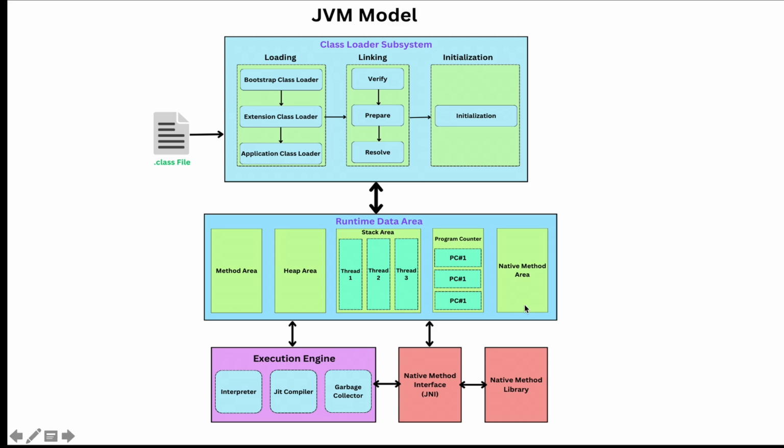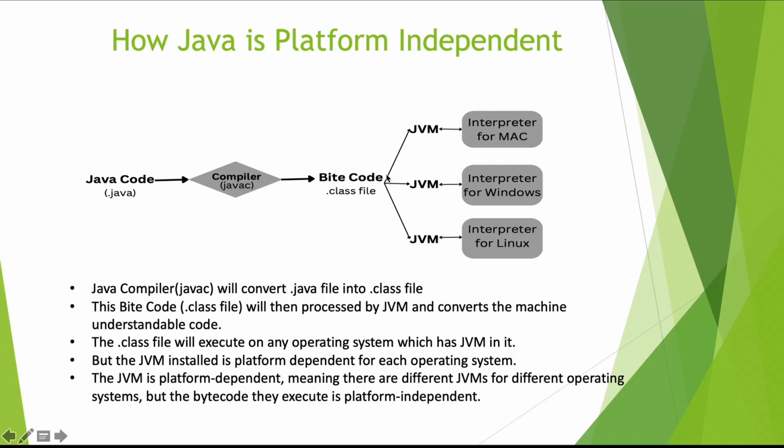Then we have the native method area, which is used to execute native method code developed in C++ or C. At last we have the execution engine. The execution engine contains three major sections: interpreter, JIT compiler and garbage collector. Then we have another two sections: native method interface and native method library, which is used to convert bytecode into machine understandable code.